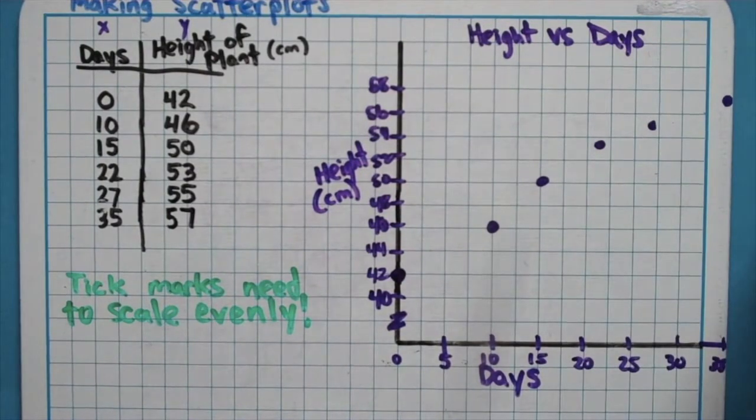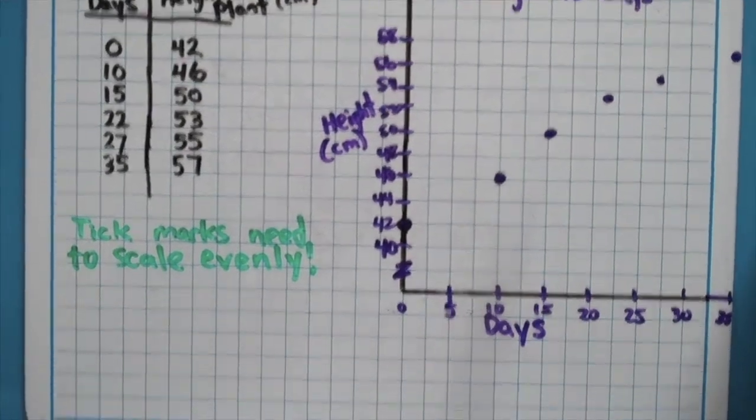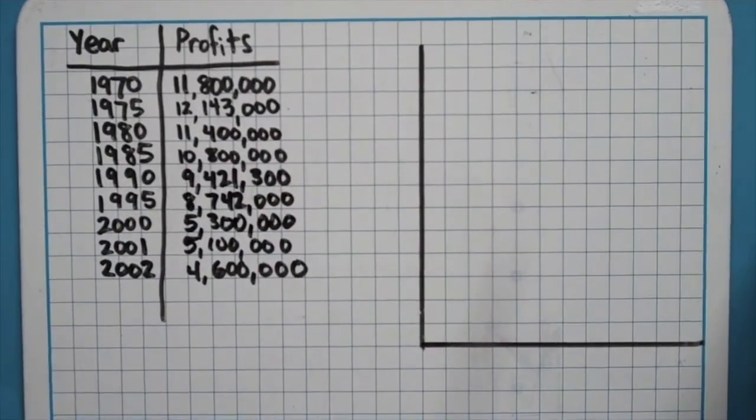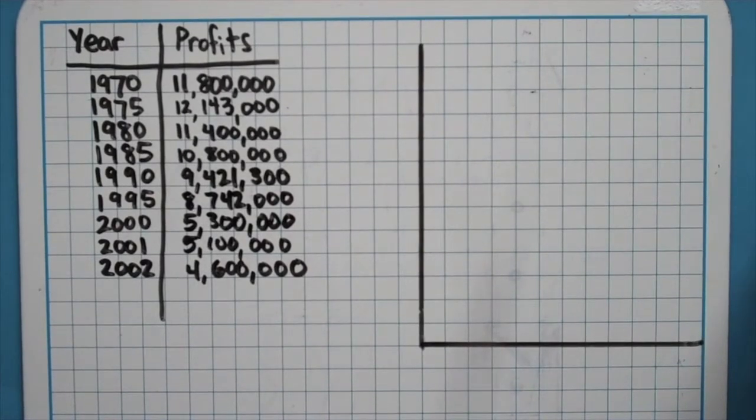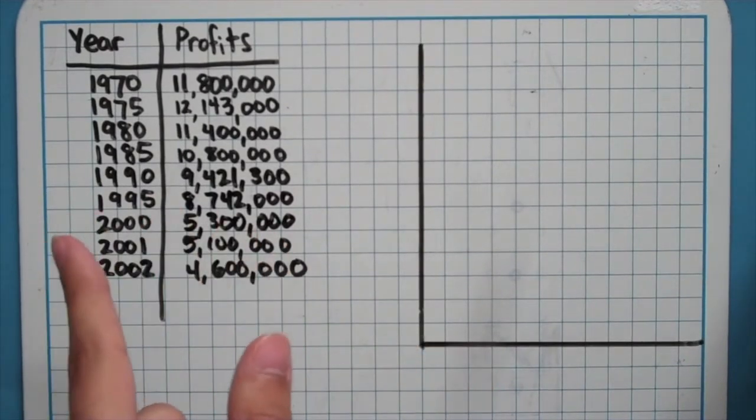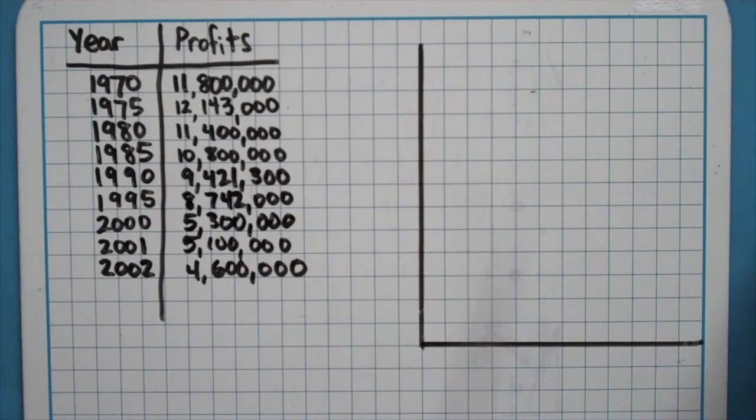I have one more example in this video. I want to show you how to do the tick marks, and then I'll do the same thing where I fast forward through the point plotting. On my second problem right here, we're dealing with much larger numbers. We're apparently talking about some company, the year versus the profits that they're going to make.